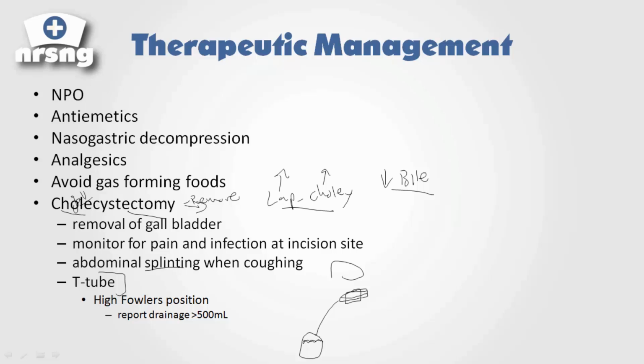So after they eat, we're going to be monitoring those secretions, and we're going to want to report any drainage greater than 500 mL. We want to keep our patient in the high Fowler's position, and we're going to keep that T-tube open unless instructed by a physician. What the T-tube does is it keeps that duct open, and it allows that bile to drain while the patient is healing from surgery. Those are the basics of cholecystitis and cholecystectomy. If you have any questions, be sure to let me know, and we'll see you soon.